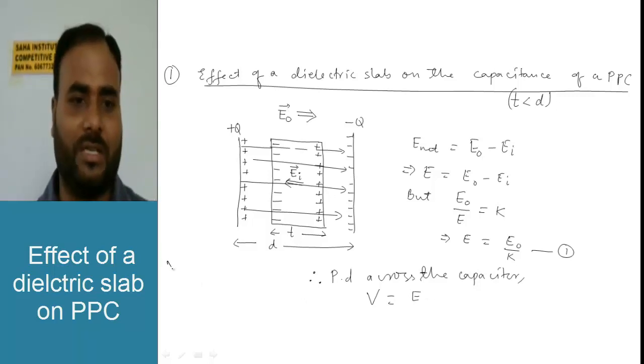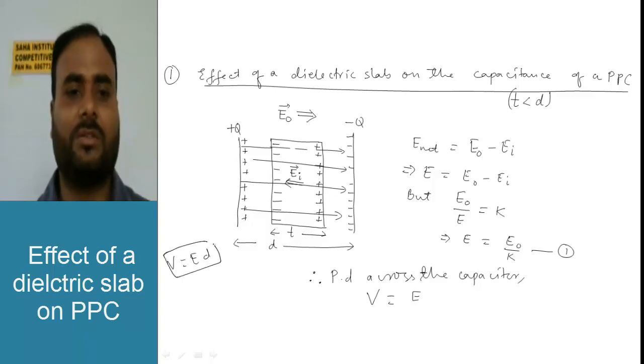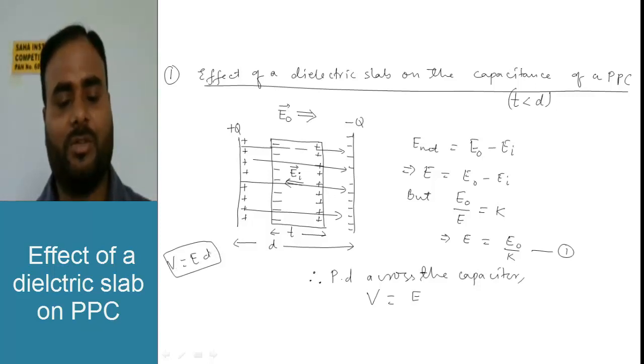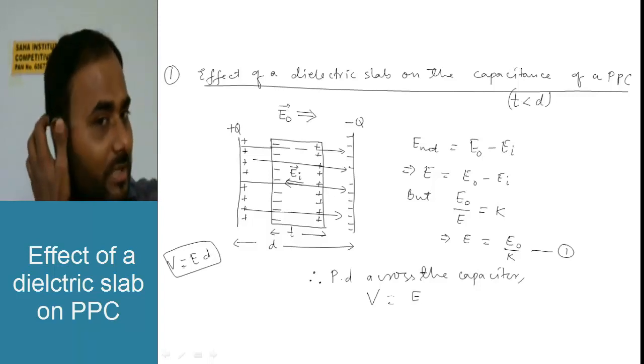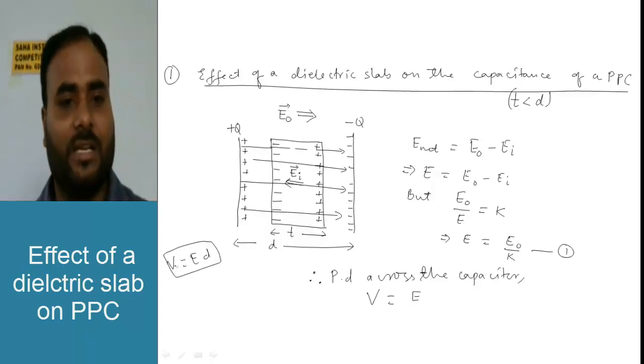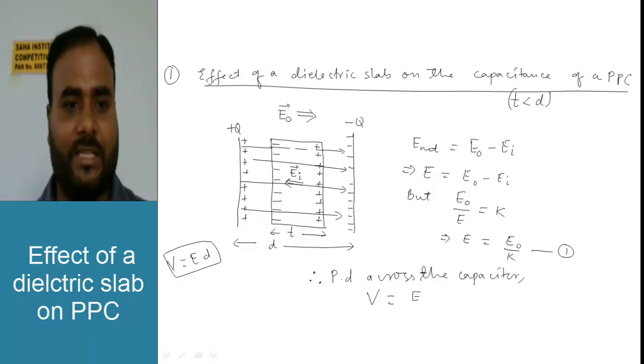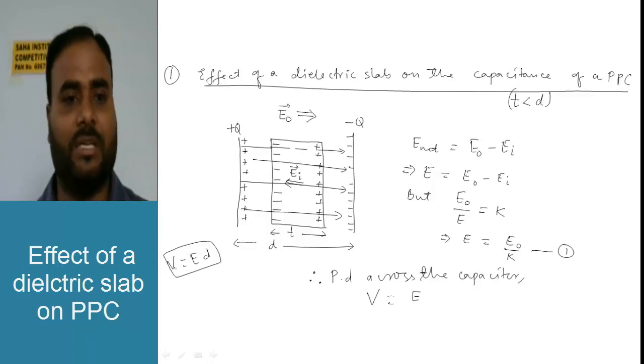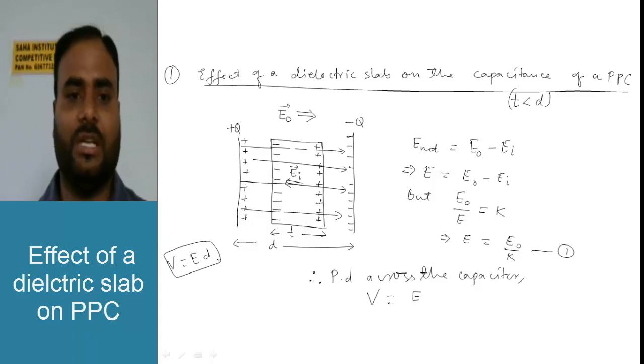You must remember one relation, V is equal to E into D. I can give you a Guru mantra to remember this. V is the potential difference, E is the electric field, D is the separation between those two points where the potential difference is V. You can remember it with V is equal to E into D. This is the Guru mantra by which you can remember it.